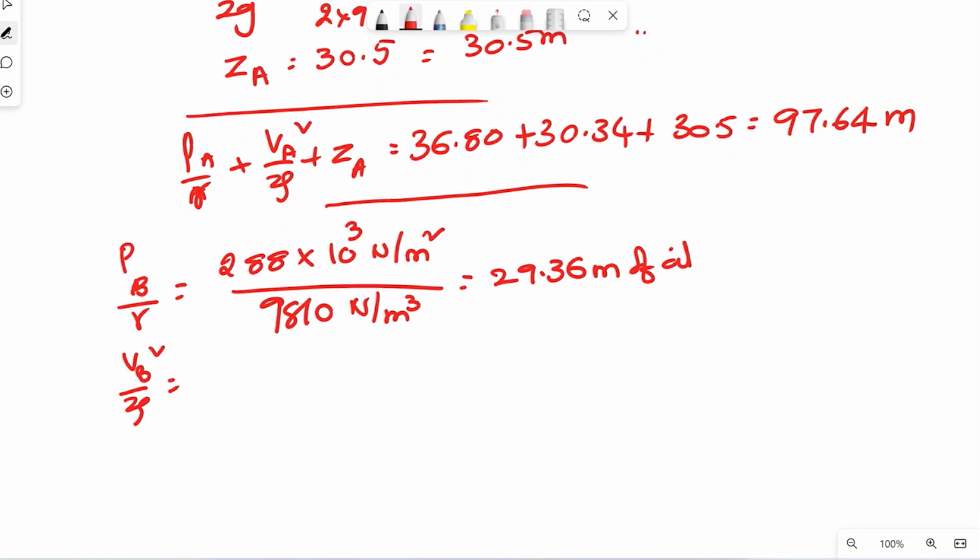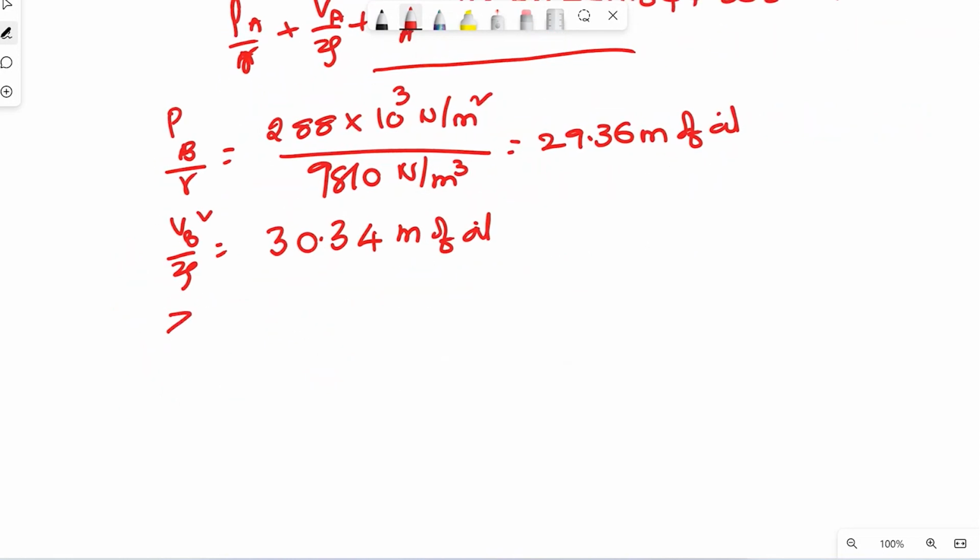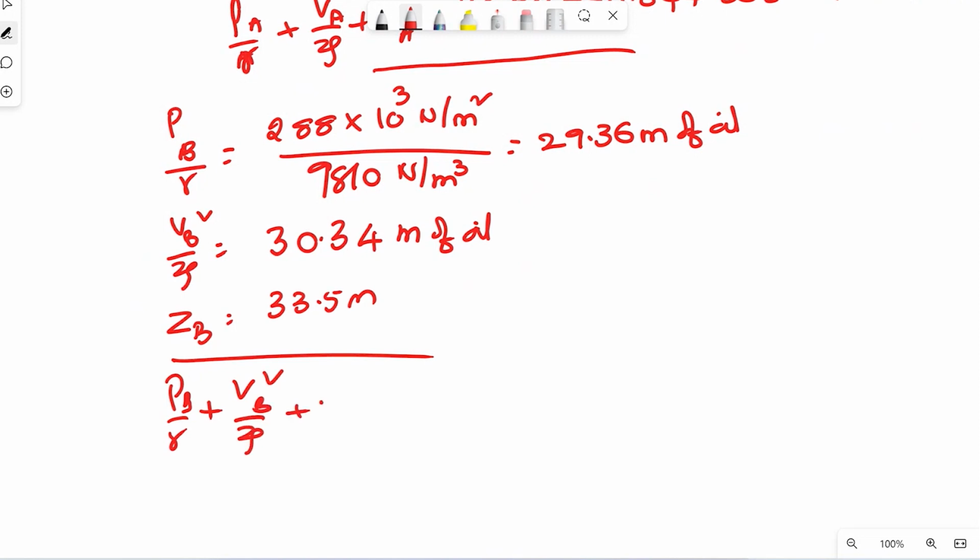It is exactly what it was previously, the same thing, because the velocity did not change from point A to point B. So it is 30.34 meters of oil, like whatever velocity is there at A. Then what is ZB? ZB is changing. He has given ZB is equal to 33.5 meters. So naturally, now we sum it up: Pb by gamma plus Vb squared by 2g plus Zb is 29.36 plus 30.34 plus 33.5.